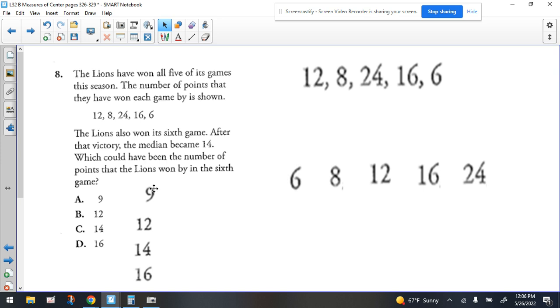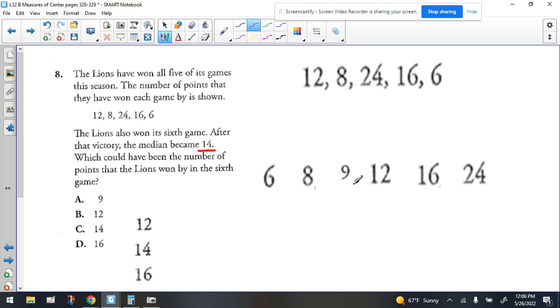So let's examine if we were to slip a 9 in there. So if we were to slip a 9 in there, let's move this over here like this, and let's slip it in. What would be the median in this case? Would it be the number that they're talking about? Because remember, we're going for a median of 14 because this is after that victory, the median became 14. So the middle would be right here. And what we have to think about is the fact that the average of these two numbers would have to be 14 because that's what you do. When you have an even number of values, then you take these two numbers, you add them together, and you divide that by 2 to get the median.